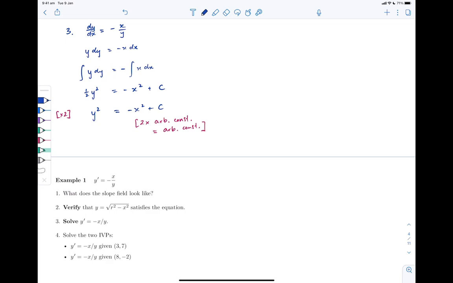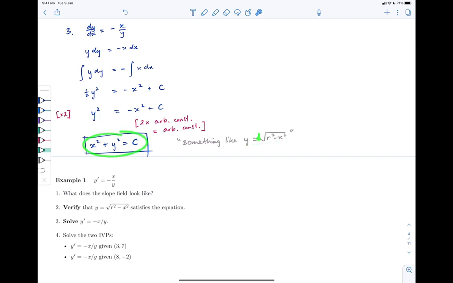And I'm not evaluating this, I'm just getting a general solution. Now this gives us x squared plus y squared equals C, and I'm going to leave it there. Okay, so that's why I said we got something like y equals the square root of r squared minus x squared. Okay, we've actually got y equals plus or minus the square root of c minus x squared, but that is something like this.